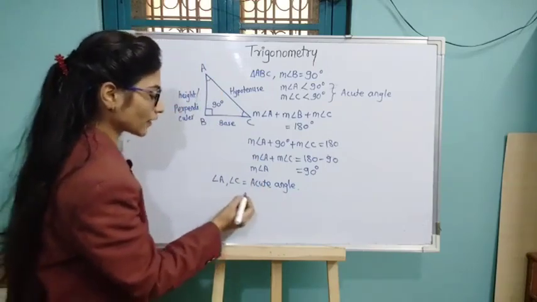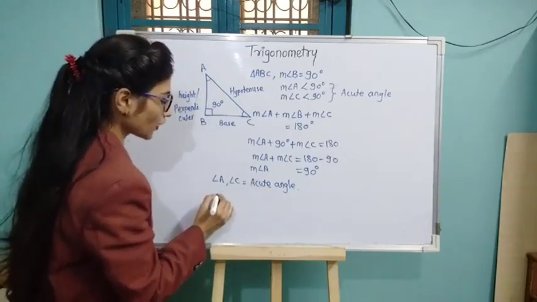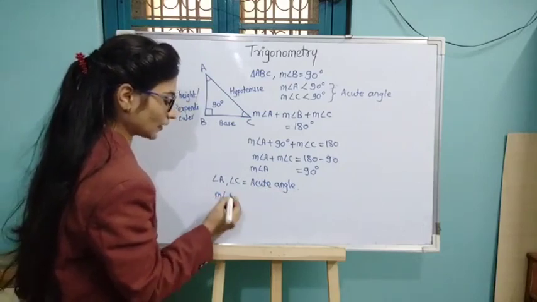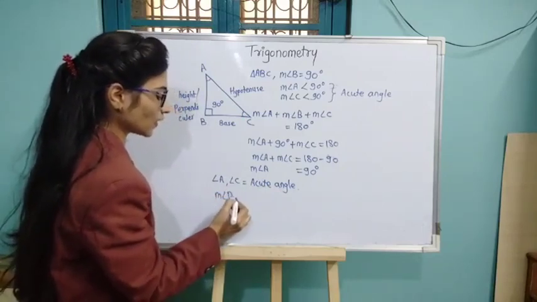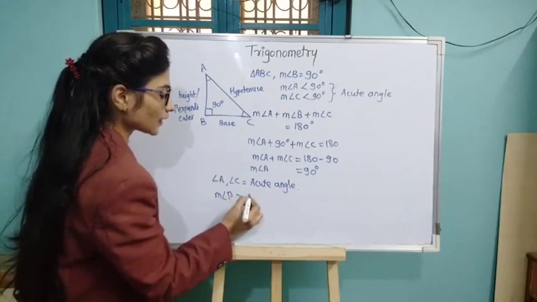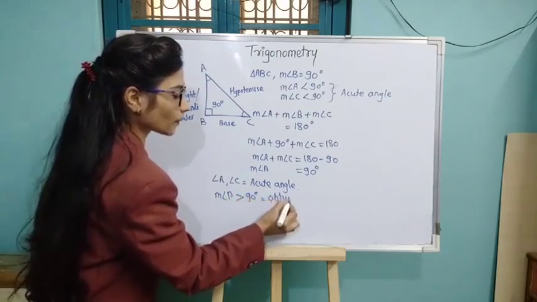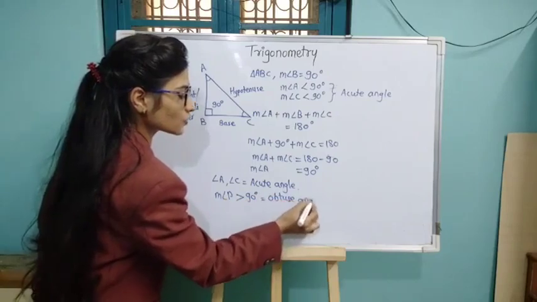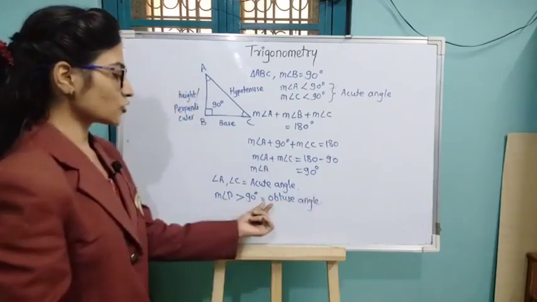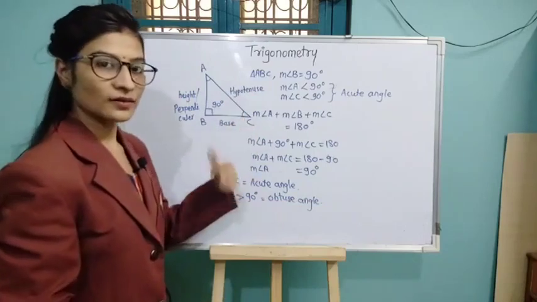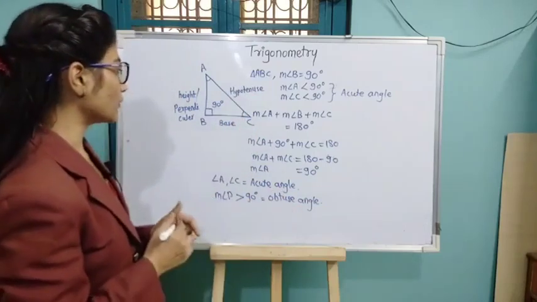Okay, so next step, we have learned about acute angle. Now what is an obtuse angle, that I am also telling you. If the measurement of any angle, suppose we take angle P, is greater than 90 degrees, then it is an obtuse angle. This concept is not essential in trigonometric ratios, but for knowledge I am just giving an example here.